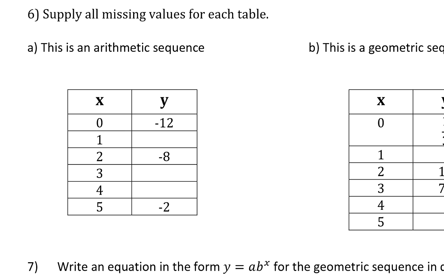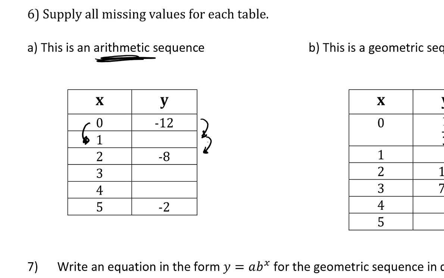Question 6 says, supply the missing values for each table. We're first of all told that this is arithmetic. That means as we move forward, as x increases by 1 unit, we're going to be adding a constant to our y values.